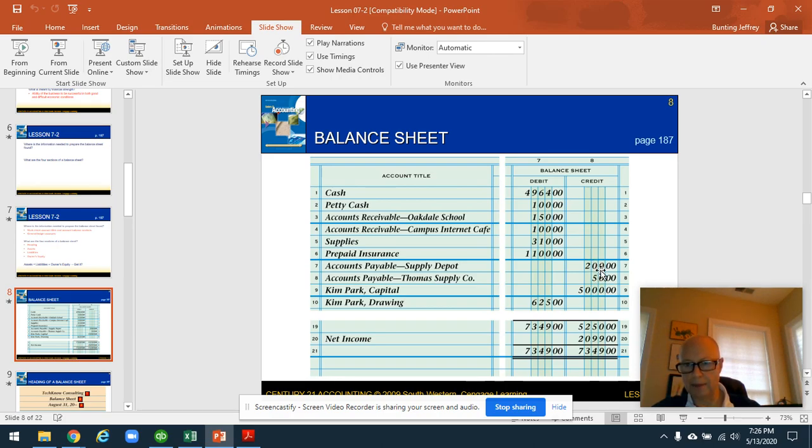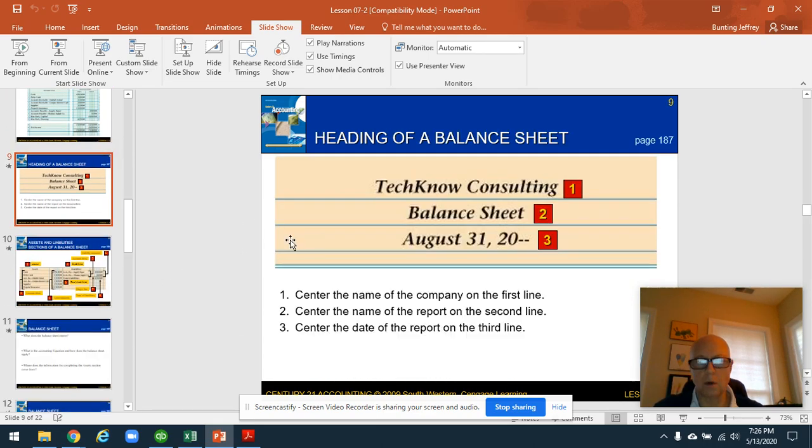Okay, so we got two AP accounts, which are our liabilities. And then we've got the owner's capital account, which is the owner's equity side of the accounting equation, and the drawing. Okay, then we got our net income down here. So we are prepared. We got everything we need to do our balance sheet. So, who, what, when? Pretty consistent. All the financial statements start with this. They all start with the header.